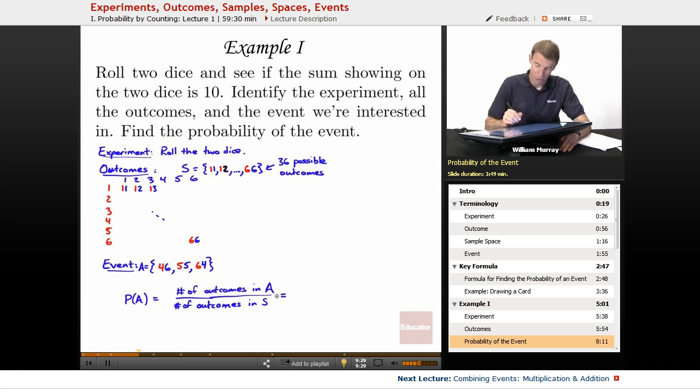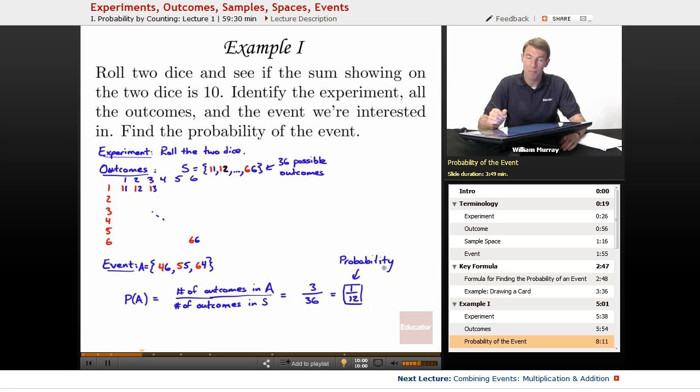And we've calculated both of those. We looked at the event A and we saw that there were 3 outcomes that give you a sum of 10. In S, there are 36 possible outcomes. And so that simplifies down into 1 over 12. So that's the probability of rolling a 10 when you roll 2 dice together. Let me flag that. That's our final probability there. Probability.